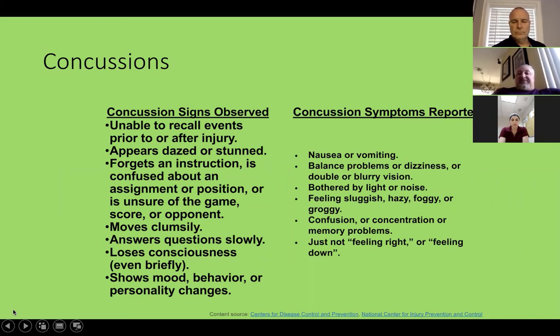Now, the symptoms that are reported are nausea and vomiting, balance problems, dizziness, double or blurred vision, being bothered by light or noise, feeling sluggish, hazy, fog-like, or groggy, confusion, concentration or memory problems, or they'll say, I just don't feel right, or I don't feel like me.